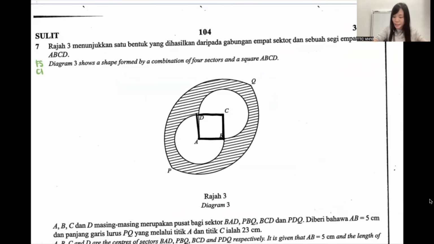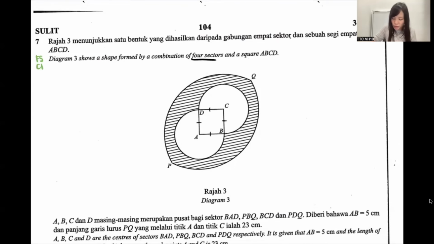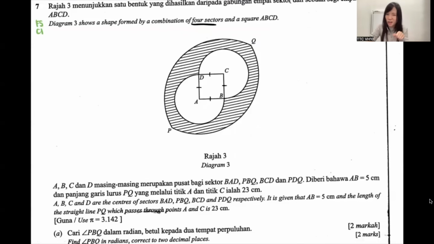This side is the square, okay? Square means all the 4 sides are the same. So here, here, here, here, all the same, okay? And then they say combination of 4 sectors. Where are the 4 sectors? Actually, I'm not too sure, so never mind. I think later on they will say it. Next they say A, B, C, D are the centers. So A, B, C, D are the centers for the sector BAD. Okay, let's read one by one.